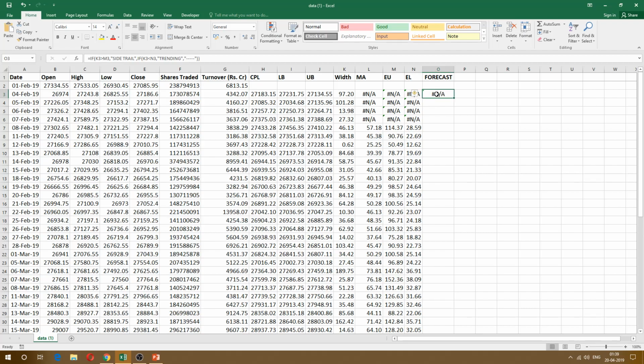Alright, now this is a bit tricky. All the forecast is doing is comparing the width with the moving average upper range and lower range. So if width is greater than extreme upper, it will say the market is going to side trail, and if the width is lower than extreme lower, then it will say trending.